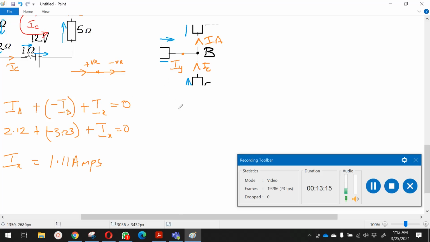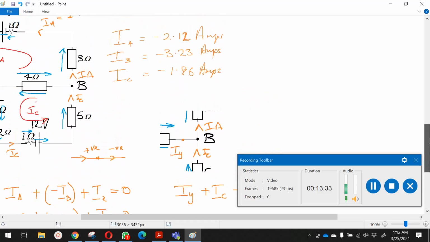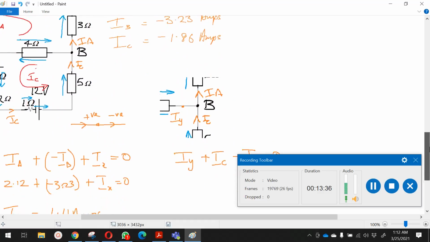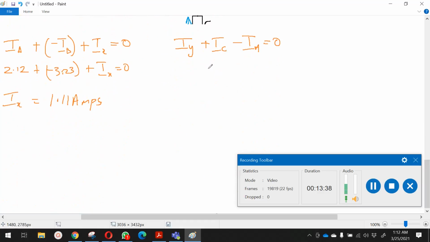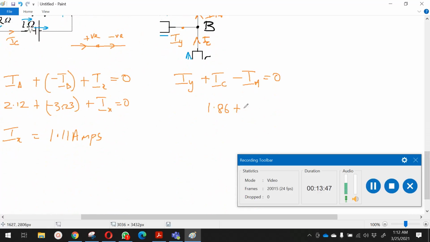But we could say that IY plus IC minus IA is equal to 0. Now I have my IC is 1.86. IA is 2.12, so plus a negative 2.12 plus IY is equal to 0.